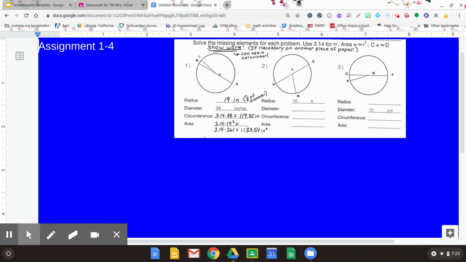In this assignment, you're asked to find the radius, the diameter, the circumference, and the area of a circle. And in each problem, they're going to either give you the diameter or the radius. So you have to find the missing numbers, and then you'll use those to find the circumference and the area. So you need to remember two things when you're working on these problems.